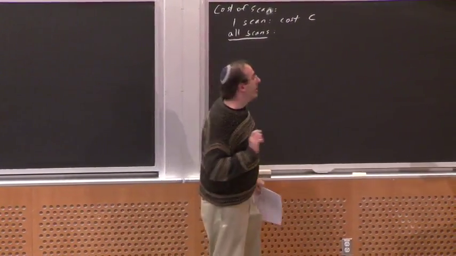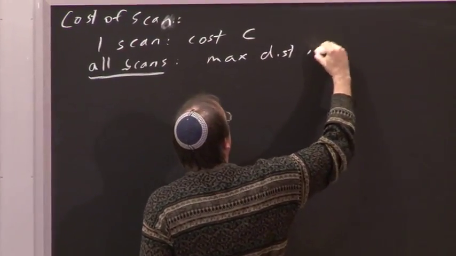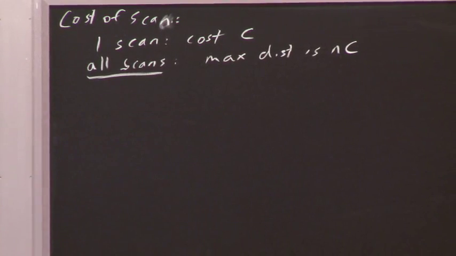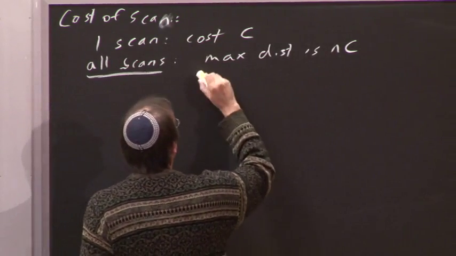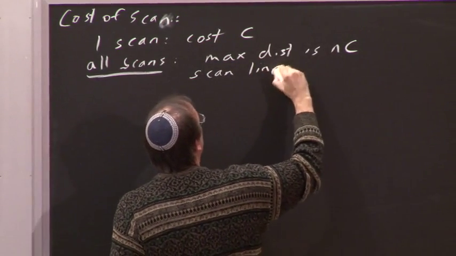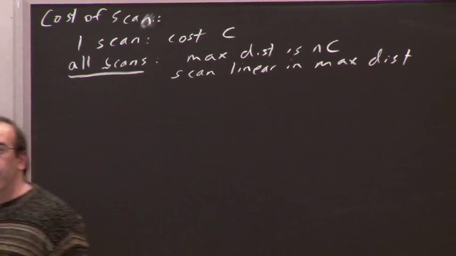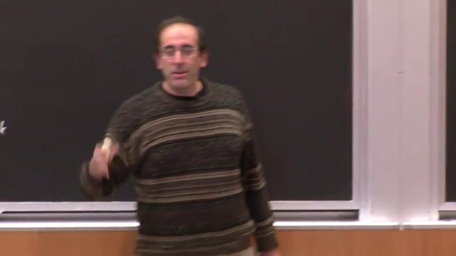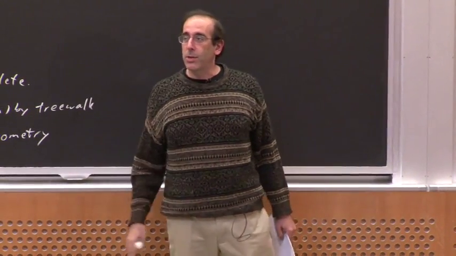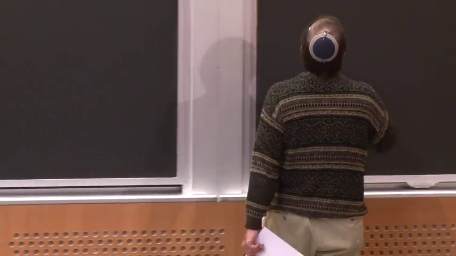Oh, the array is only of maximum size. Good. So the argument is that the maximum distance is nC. Right? The farthest you can be from the source is nC. And the scan is linear in your maximum distance. Right? So it doesn't actually matter how much each scan costs. What matters is that over the course of the algorithm, we're just going to be scanning this array once. Okay. All right.